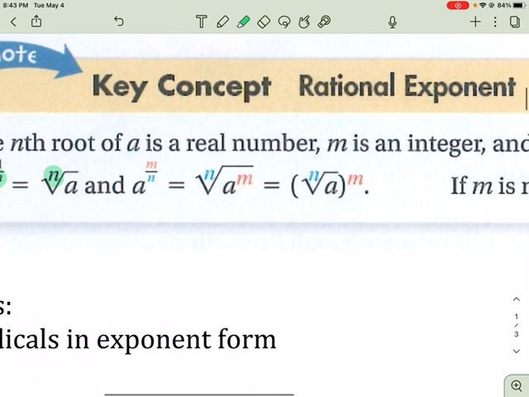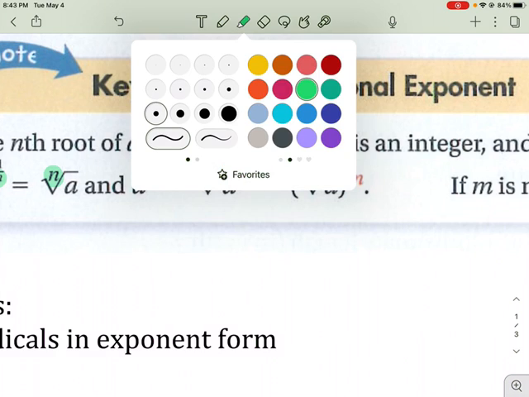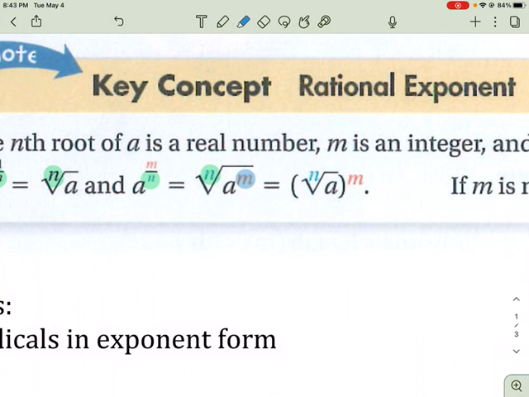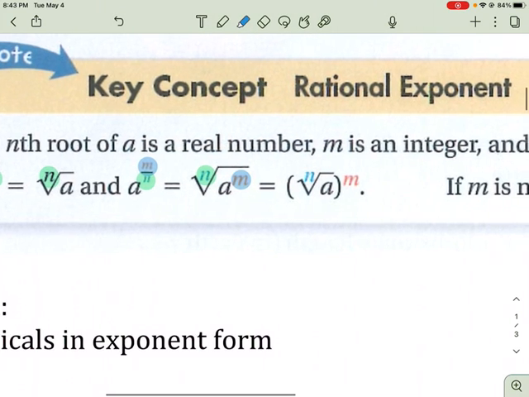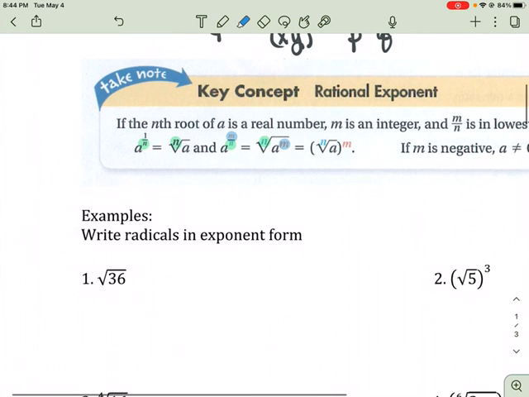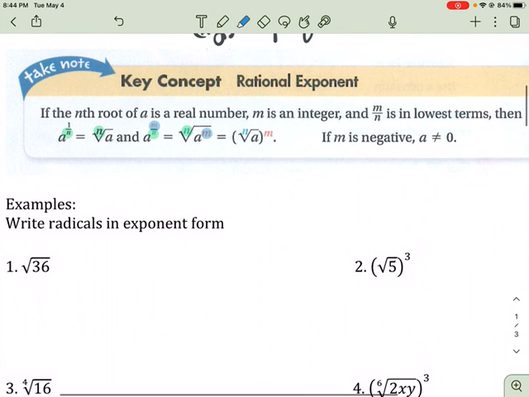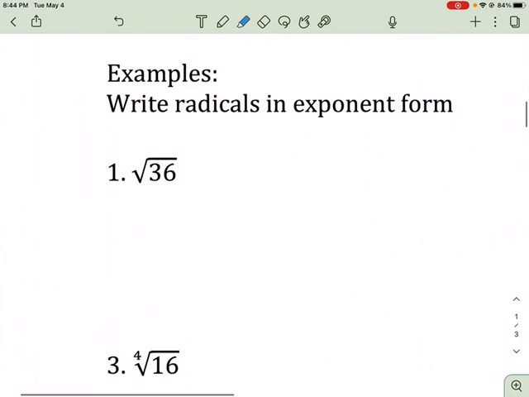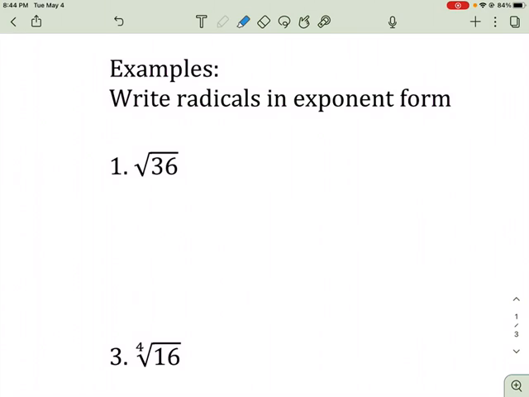Okay, and if I have m over n, that means our denominator is the index of our radical, and the exponent is the numerator. Now this can be written two different ways, with the exponent underneath or in parentheses. Both are correct. Okay, so what does this mean? Oh, and by the way, a cannot equal 0 if m is negative. Okay, so I want to write these in exponent form.